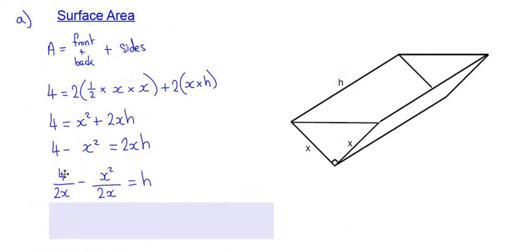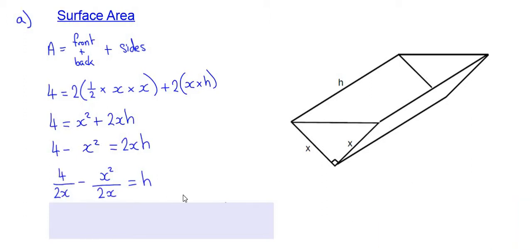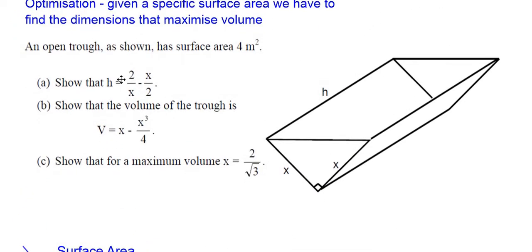So 4 and 2 will cancel out numerically, and that will give us a 2 on the top with 1x, so 2 over x. And then we've got x squared all over 2x, so again the x's will cancel out, so we have no x any longer on the bottom, 1x only on the top. And this gives this. If we've managed to show that, I usually write "as required" because that reinforces the idea that you've arrived where you need to be and you've achieved the show-that that was set out earlier in the question. So 2 over x take away x over 2 equals h. So part A is now complete.